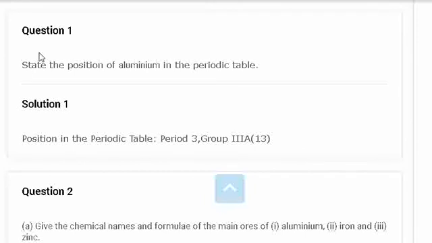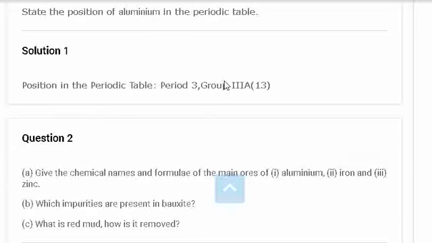In this first question, we are asked to state the position of aluminium in the periodic table. We all know about the periodic table. It is a table which denotes the position of any kind of matter: gases, noble gases, and alkaline earth metals. In this periodic table, aluminium is definitely a metal, in group 3A, position 13, and period 3.